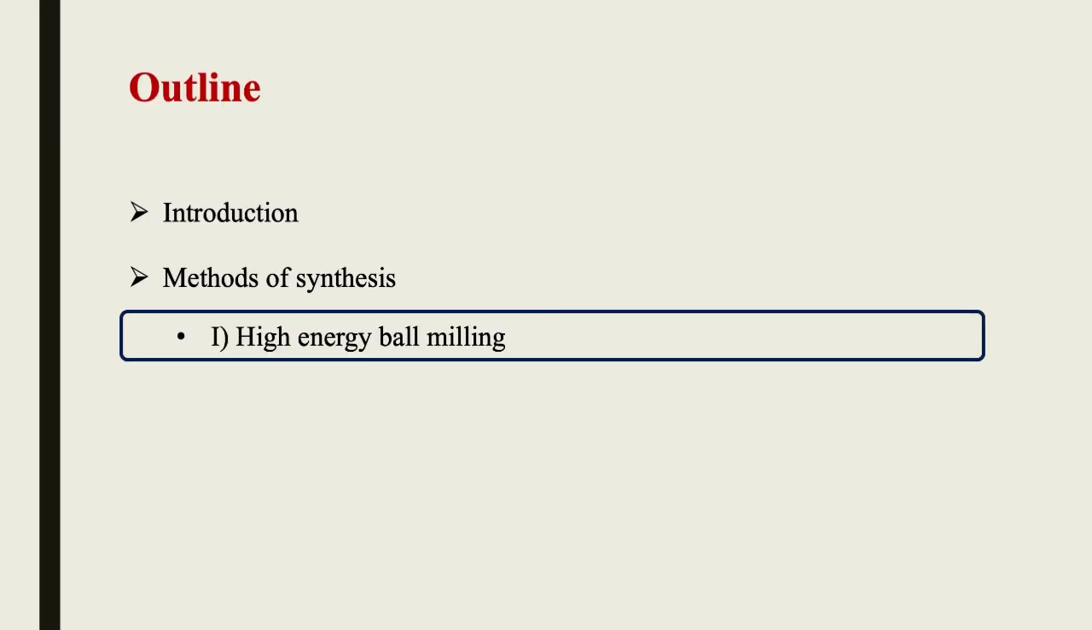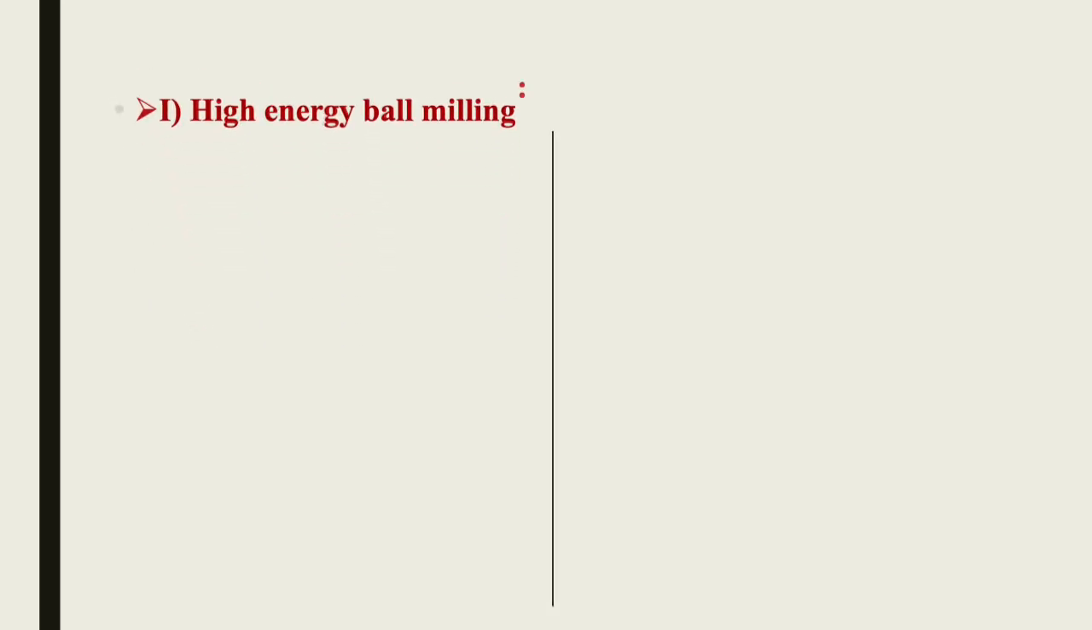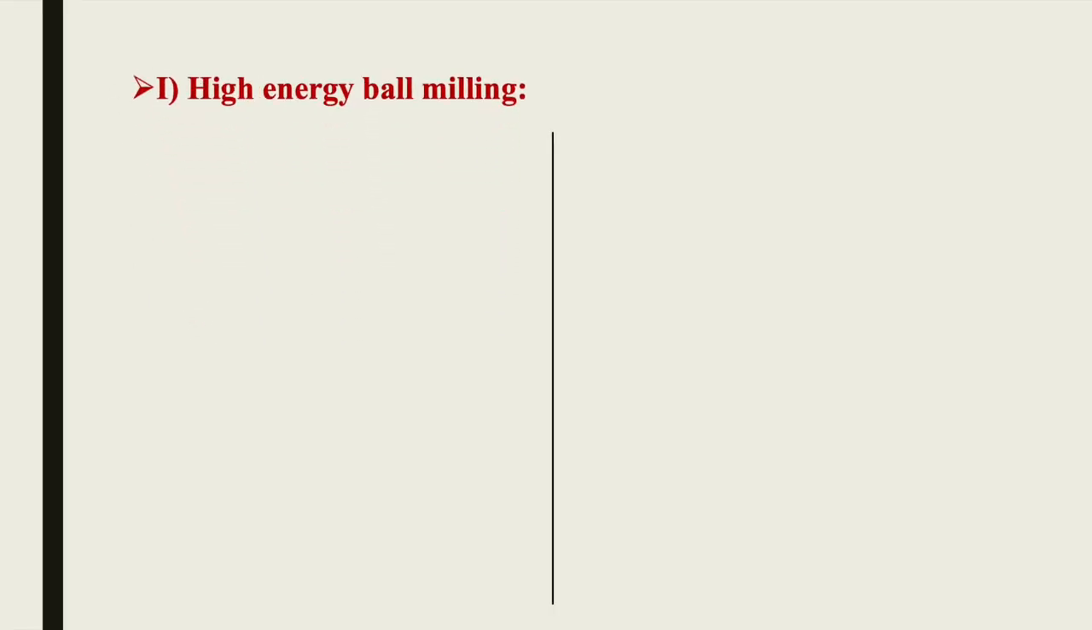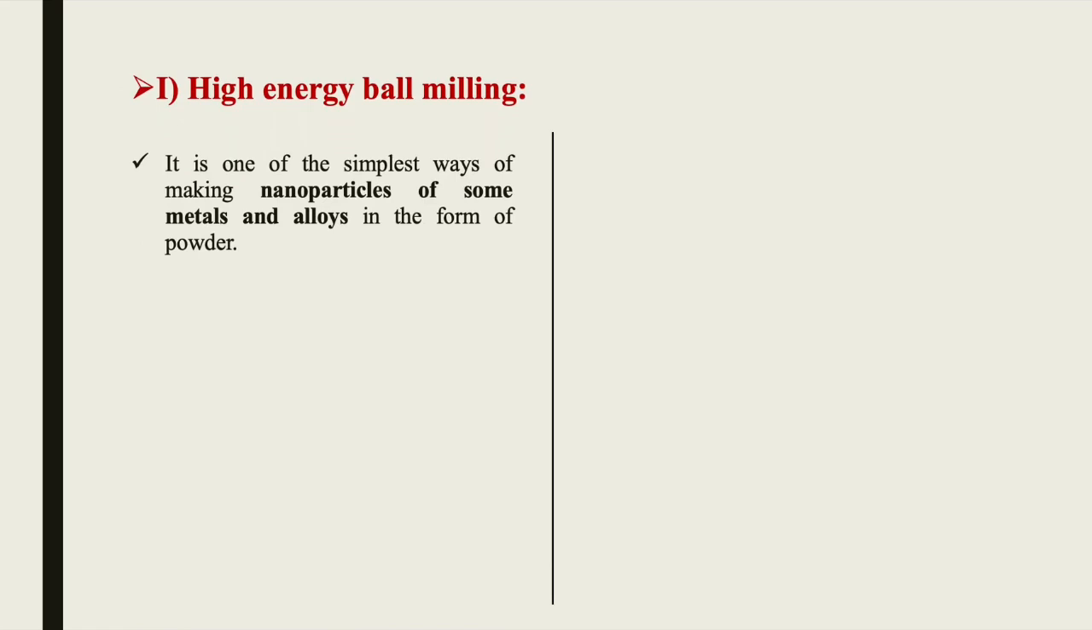Moving to the next point, now we will see nanomaterial synthesis using high energy ball milling. Let us start, and how to synthesize. It is one of the simplest ways of making nanoparticles of some metals and alloys in the form of powder. This high energy ball milling is meant for only metals and alloys.